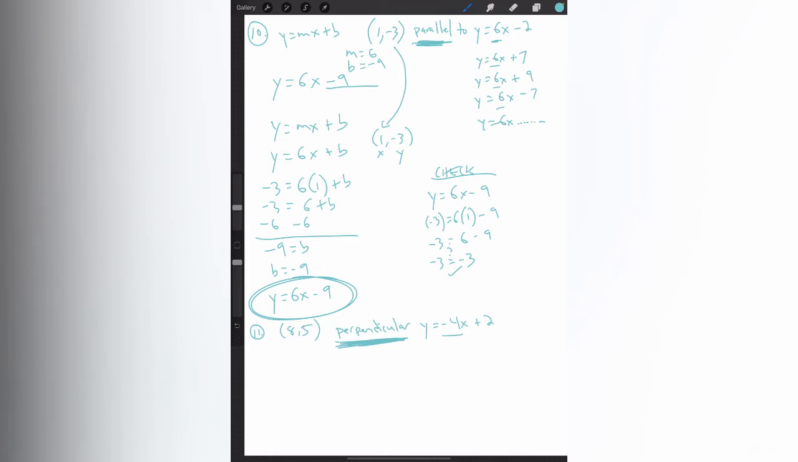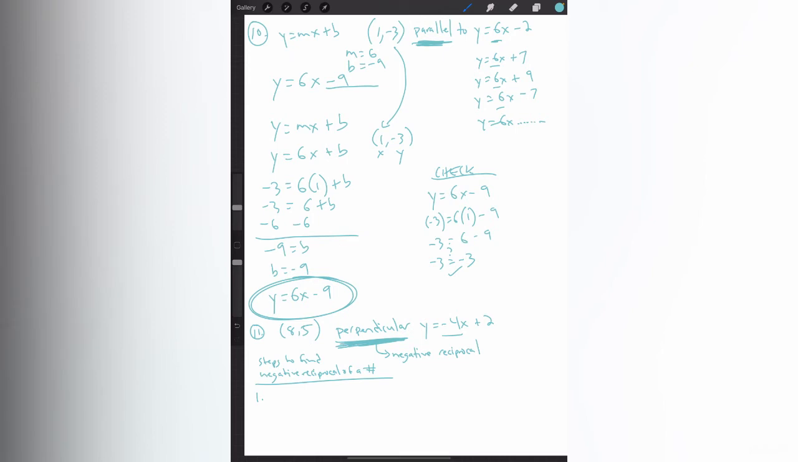And the way you would do that is you would find the negative reciprocal. So how do you find the negative reciprocal of a number? So, steps to find the negative reciprocal of a number. So the first step would be to go ahead and write what you got here.